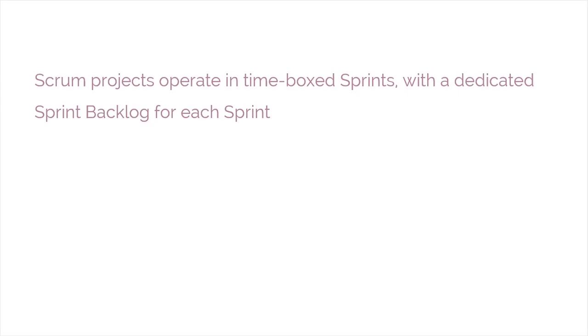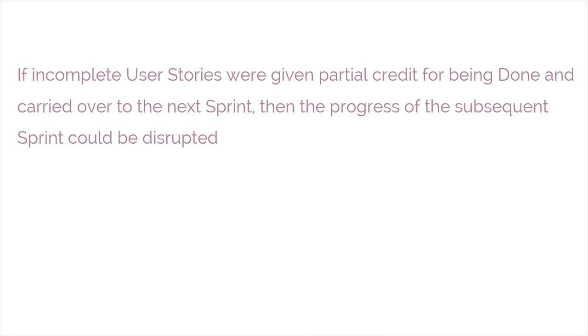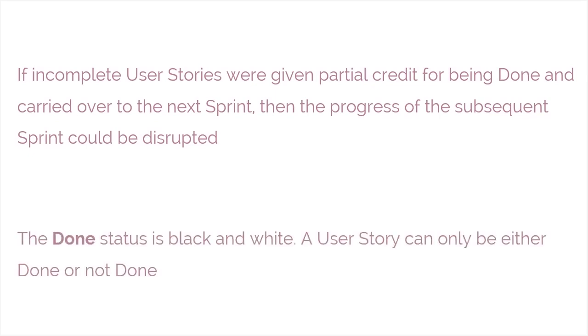Often, the last bit of work might be the most complicated part of a user story and might take longer than expected. If incomplete user stories were given partial credit for being done and carried over to the next sprint, then the progress of the subsequent sprint could be disrupted. Therefore, the done status is black and white. A user story can only be either done or not done.